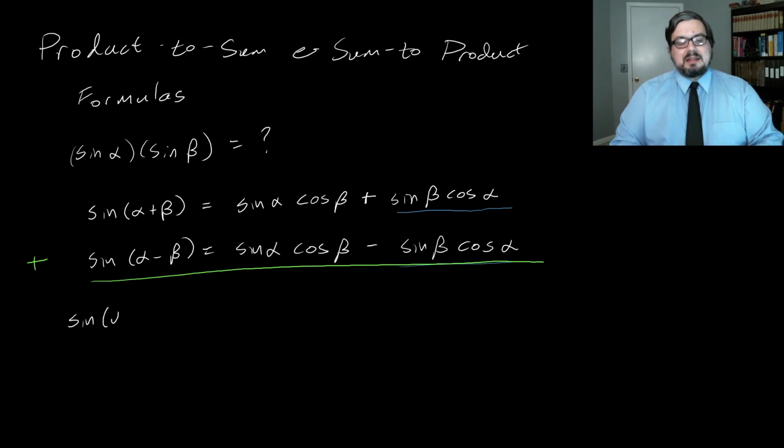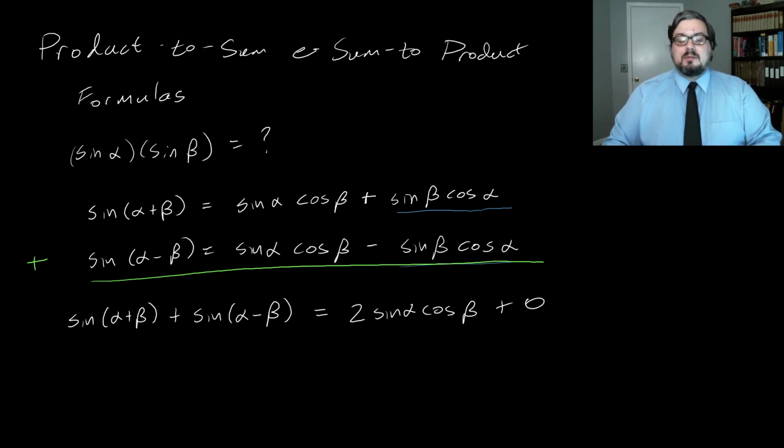If we add the left-hand sides of these equations together, we get sine of alpha plus beta plus sine of alpha minus beta. And on the right-hand side, we have sine alpha cosine beta, that gives us 2 sine alpha cosine beta, and then plus 0 because we have plus sine beta cosine alpha from the first equation and minus sine beta cosine alpha from the second equation, which are going to cancel each other out. Now, we have an expression in a similar sort of form to what we had above, sine alpha, sine beta, only this is sine alpha cosine beta.